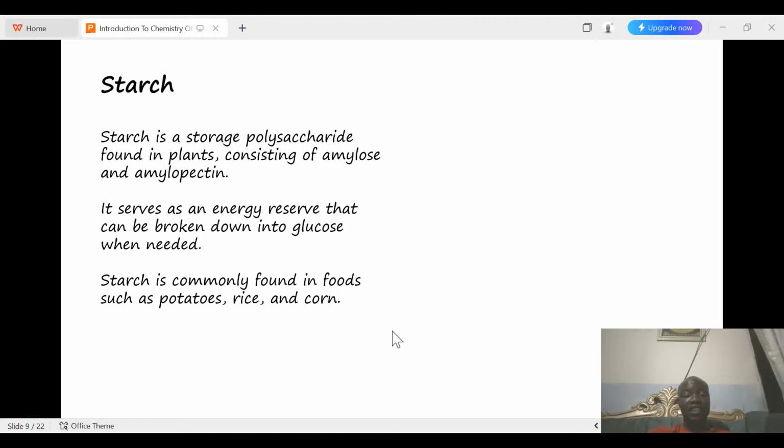So then the next thing is starch. A starch is a storage polysaccharide that is found in plants. So you see, starch is a polysaccharide and it's usually found in plants, and it consists of two major components: amylose and amylopectin. So it's made up of both amylose and amylopectin.